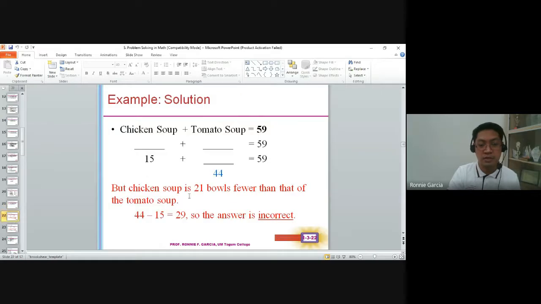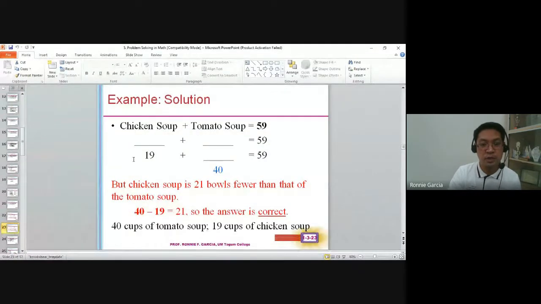So this is not the correct answer. 44 is not the correct answer. So you may continue guessing. Kung magbutang po kag 19, kabuo ka ang chicken, and then kung 59 ang result, it should be 40 ang tomato soup. So kung imong i-minus ang 40 minus 19, the difference is 21, which is correct. Kay 21 daw ang number fewer as compared sa tomato. Mas daghan ang tomato by 40.